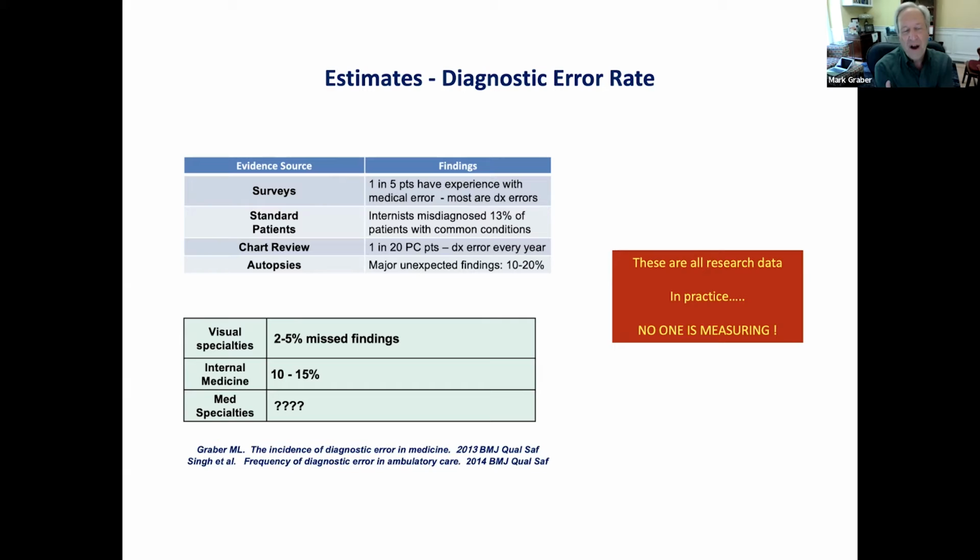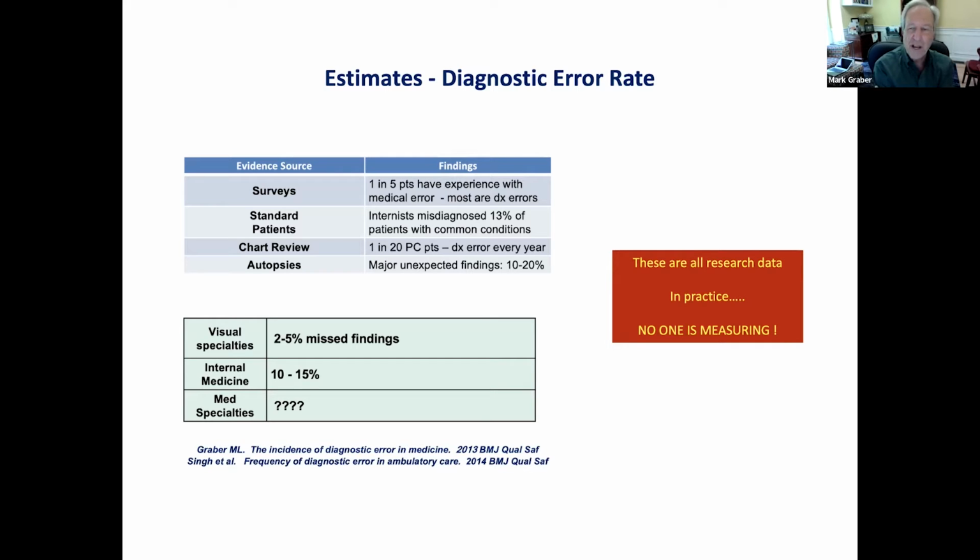So at this point in time, our gestalt of how likely a diagnostic error will be is down at the bottom there in the visual specialties. So this would be like dermatology, looking at somebody's skin, pathology, radiology. These people are pretty good, and their error rate, we're pretty sure, it's not 0, but it's better than the rest of us. They're down around 2, 3, 4, 5%. In internal medicine, so this would be primary care, pediatrics, family medicine, probably 10 to 15%. And in the medical specialties, we really have no idea. There's almost no data at all on that. So that's kind of a summary from the research studies.